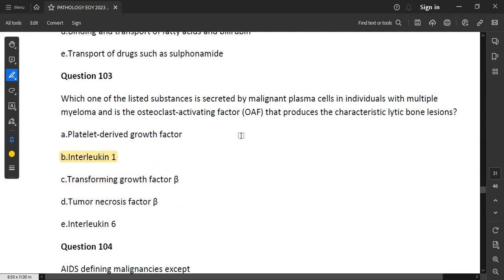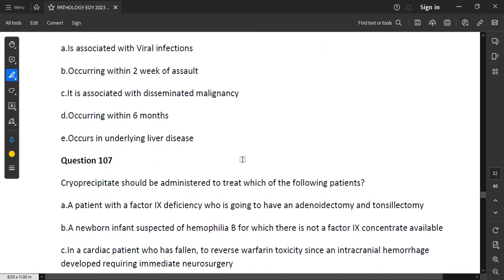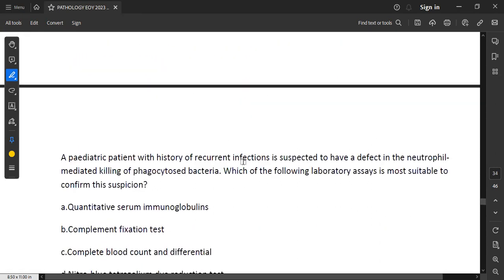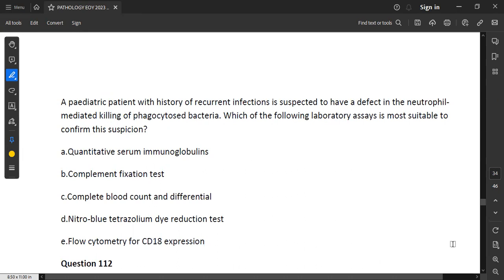So next we go to 111. A pediatric patient with a history of recurrent infections is suspected to have a defect in the neutrophil-mediated killing of phagocytosed bacteria. Which of the following lab assays is most suitable to confirm this suspicion? Quantitative serum immunoglobulins, complement fixation test, complete blood count and differential, nitroblue tetrazolium dye reduction test, flow cytometry for CD18 expression. So, what disease are you thinking about even before we start? A history of recurrent infections, suspected defect in neutrophil-mediated killing of phagocytosed bacteria. So, which disease is that?